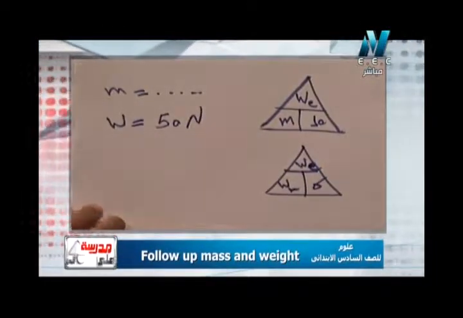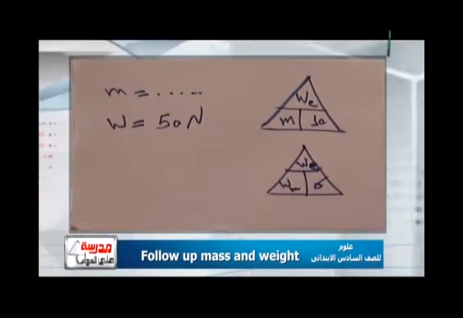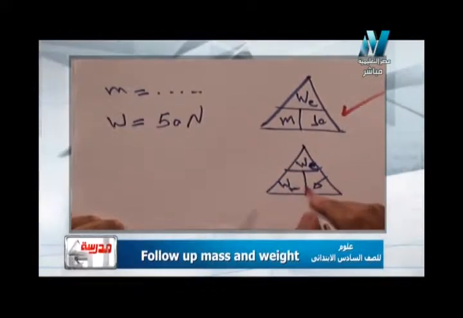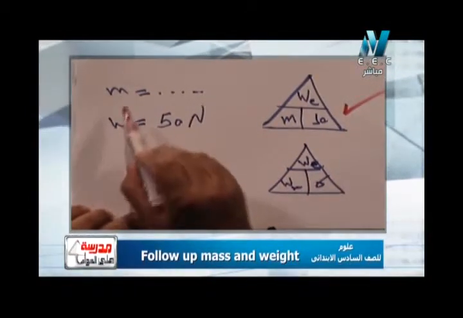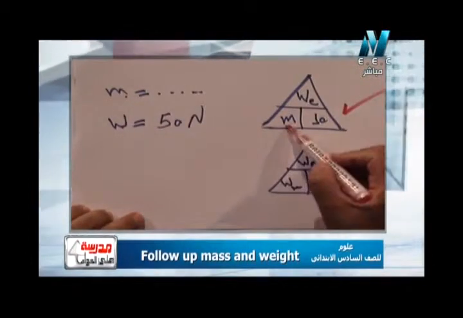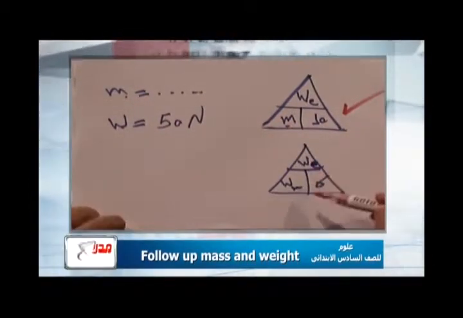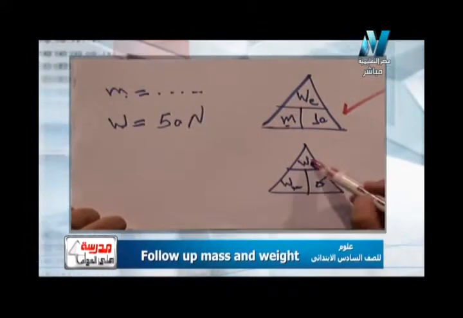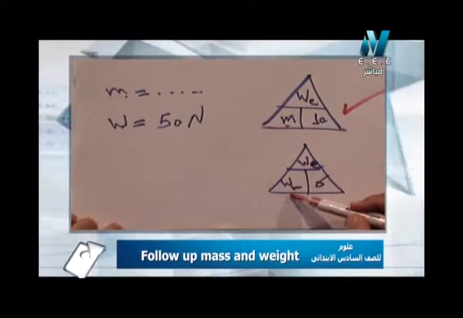Look here, which rule I will use? هستخدم أي قانون. Surely I can hear all of you سامعكم كلكم بتقولوا the first rule. Why? Because here I have weight and I need mass. أنا عندي weight وعايز mass. لكن ممكن استخدم السكند رول؟ Surely no. Because in second rule I have two weight. الرول التاني فيه weight and weight. No, I don't use the second rule.